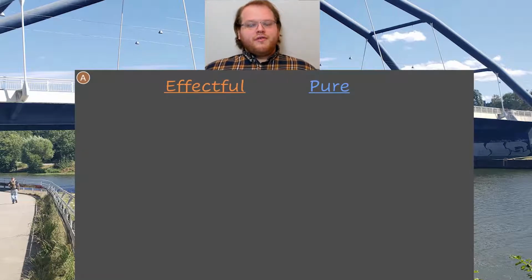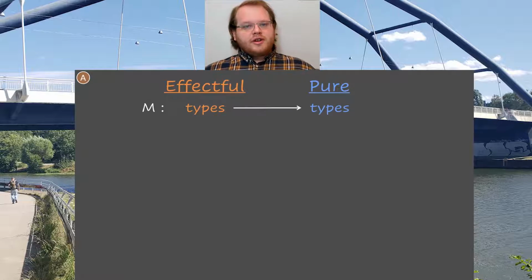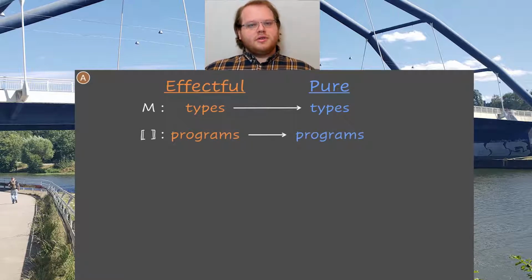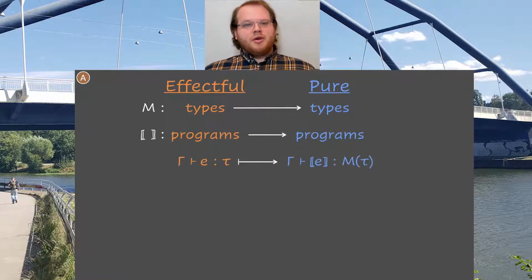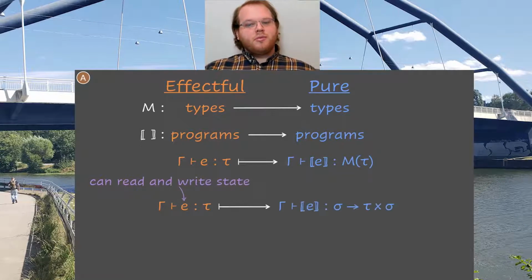We then find a function m from effectful types to pure types and a translation from effectful programs to pure programs. The translation takes programs of type tau to programs of type m of tau. For example, if I had a program E which can read and write state, I can transform it into a program that produces a function from states to outputs with states. So, m would produce appropriate arrow types.